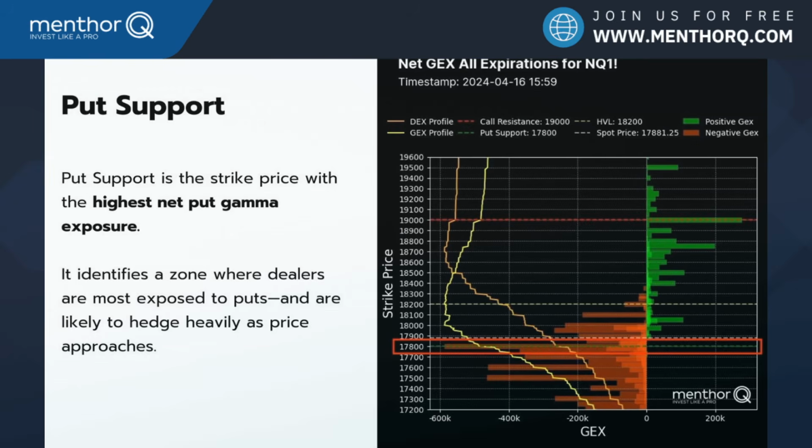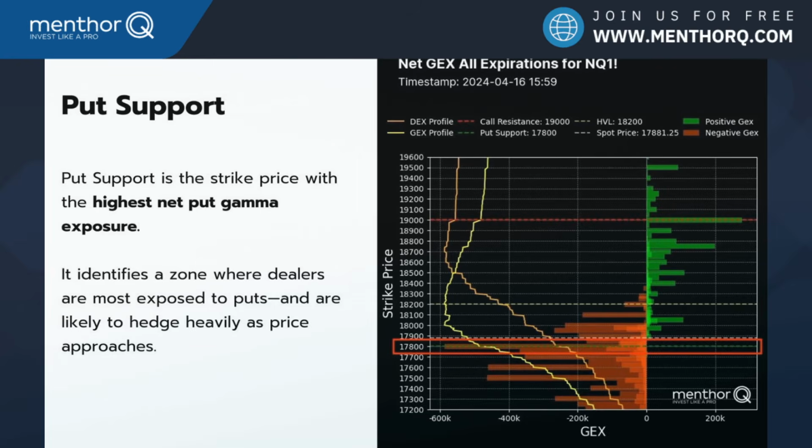All right, now we can move to the next level. We're looking at our put support. The put support, on the opposite side, is the strike with the highest net put gamma exposure. It tells us a zone where dealers are mostly exposed to puts and are likely to hedge heavily as the price approaches those areas. In our net gamma exposure chart, the put support is shown as the widest red bar, as you can see here. It indicates the level where we see the highest net put gamma at a particular strike.